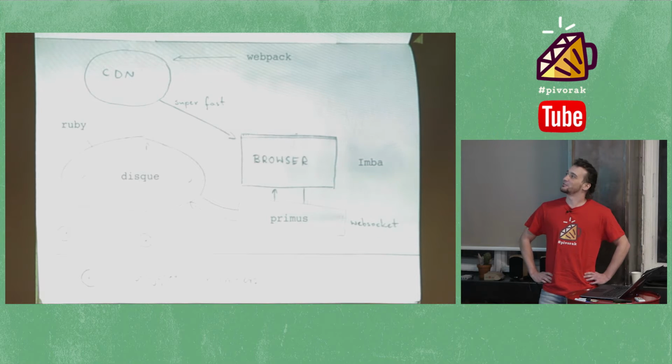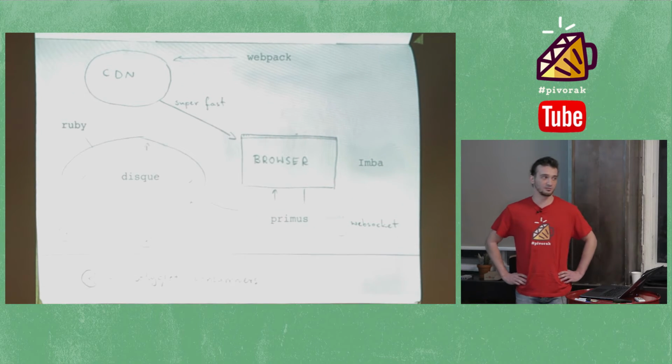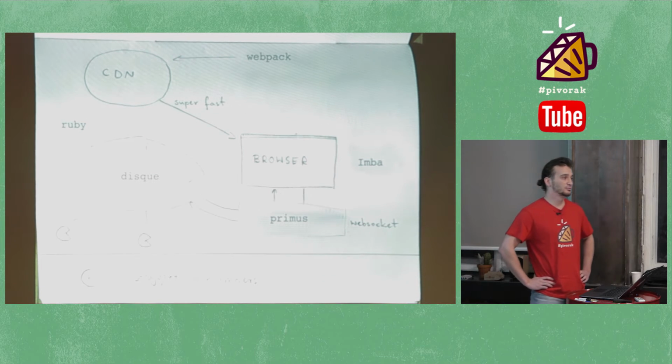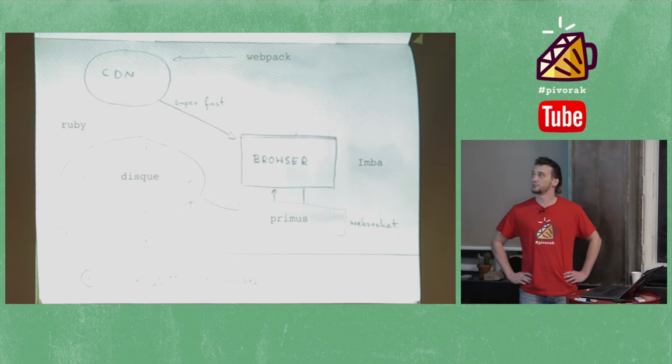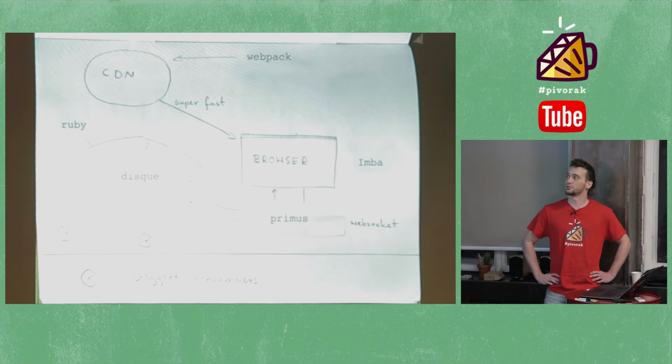Also, for browser, I choose Imba. I think 20 people in the world use it, and it's component based like React, but like 1,000 times faster. And for WebSocket, I chose Primus. It's the Node.js ultimate solution for WebSockets. So you can choose from like 5 different engines, whatever you want. And also you get a lot of plugins.